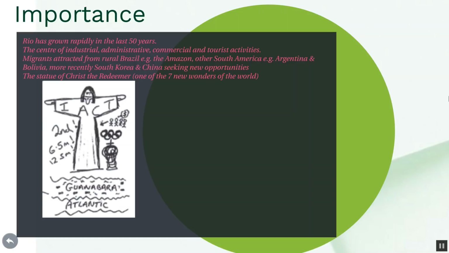Migrants were attracted from all over Brazil going to Rio. Rural to urban migration. They're coming from other areas of South America as well, Argentina, Bolivia, and also more recently South Korean and Chinese people have been going there seeking new opportunities. We've got the statue of the Christ the Redeemer there, which is one of the 7 new wonders of the world. And this represents the fact that Rio is one of the most popular tourist destinations in the world. So that picture reminds you of a few things as to why this city is important.